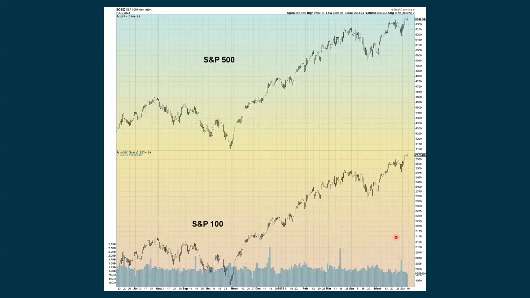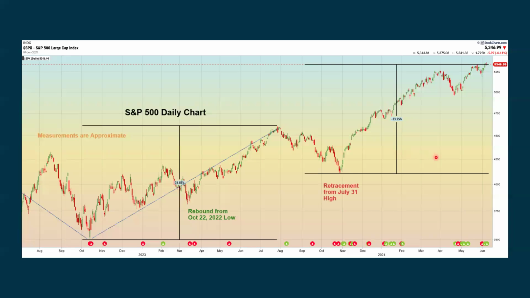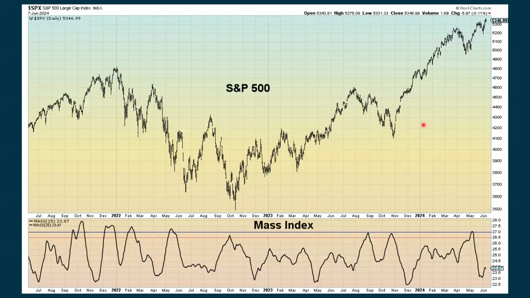We look at the S&P 100, which is doing quite well now and coming off of recent all-time highs. We compare it with the S&P 500 on top. What we're looking for is any real negative divergences, but we're not seeing any right now. They're tending to confirm each other. This is a measurement going back to the low set in October 2023, and we've been able to bounce up off of that. We're about 23.25% up off of that low.